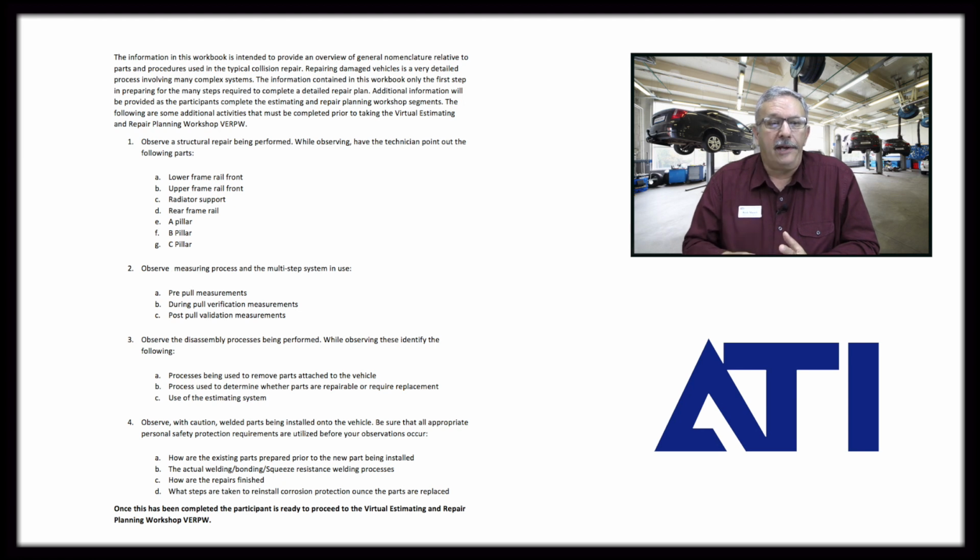So, number 1, we want you to observe a structural repair being performed. While you're observing that, have the technician point out the following parts: the lower frame rail, the upper frame rail on the front of the vehicle, the radiator support, the rear frame rails, and then the A, B, and C pillars. So we want you to take an actual look at these things so that you understand moving forward, here's where they are, and now I know what they look like.